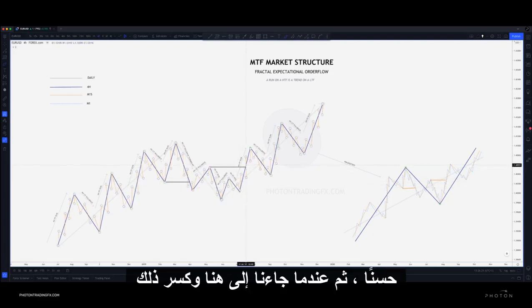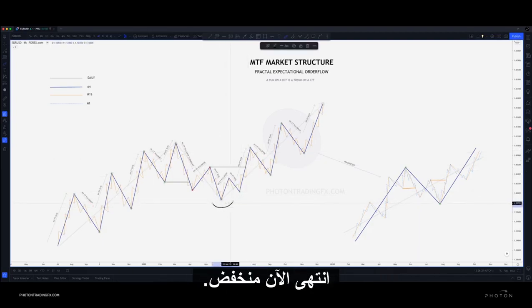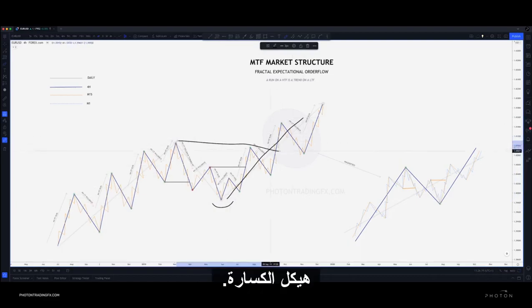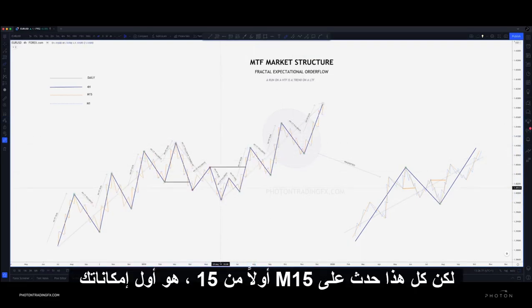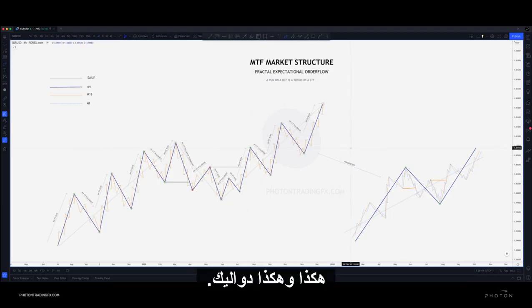And then when the 4 hour came up here and broke that 4 hour lower high to form a higher high, that tells us that potentially the daily higher low is now finished, the pullback is over, and we are about to switch bullish and get that break of structure, right? But it all happened on the M15 first. The M15 is your first potential indication that everything above is about to switch, right? So on and so forth.